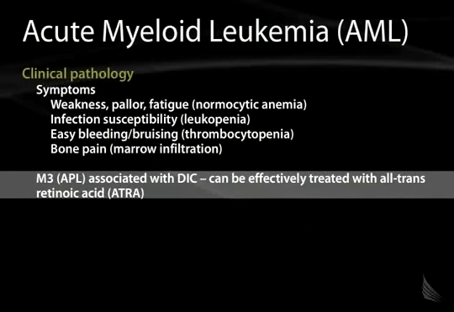M3, acute promyelocytic leukemia, is associated with DIC, and the specific therapy used in APL is all-trans retinoic acid, or ATRA. So if you see an M3 leukemia, you can use all-trans retinoic acid as the therapy.